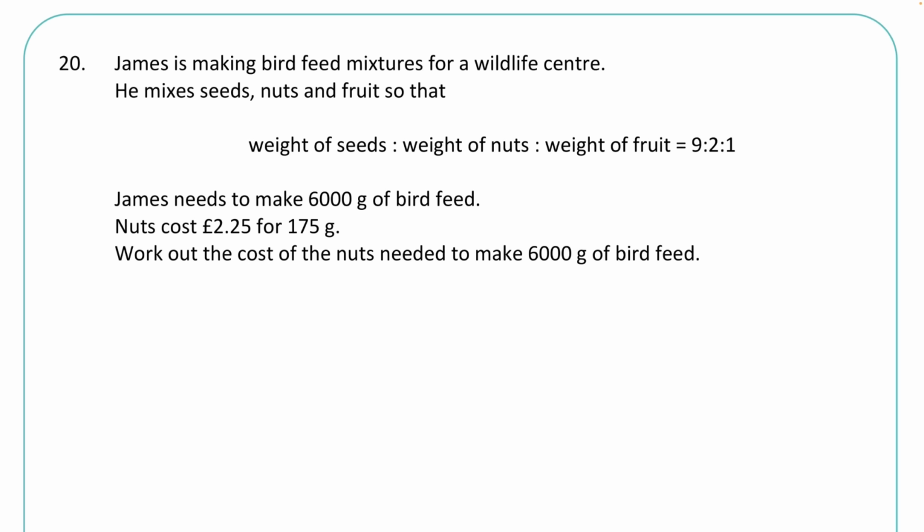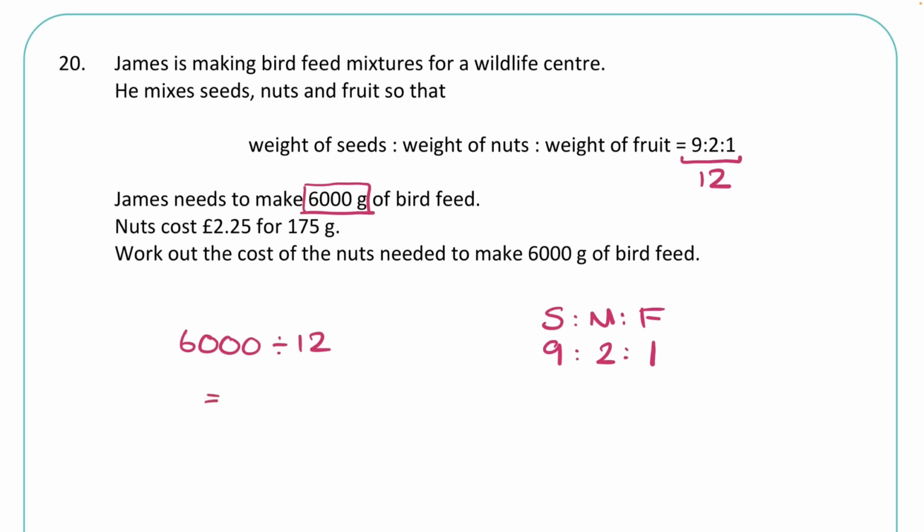So we want to know how many grams of nuts he actually needs, and then we can work out the cost of that. Now here, the total of that ratio adds up to 12. So we want to share the 6,000 grams into 12 parts, and then we can split it up into the seeds, the nuts, and the fruit, which is 9 to 2 to 1. So 6,000 divided by 12 is equal to 500. So we can multiply all of these by 500.